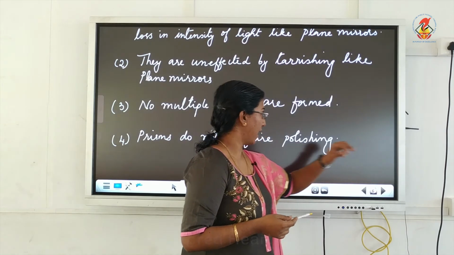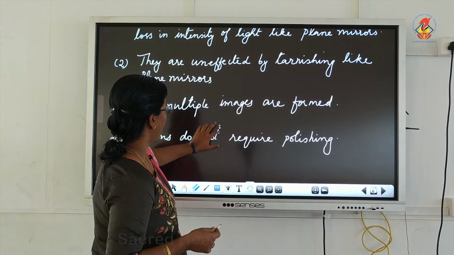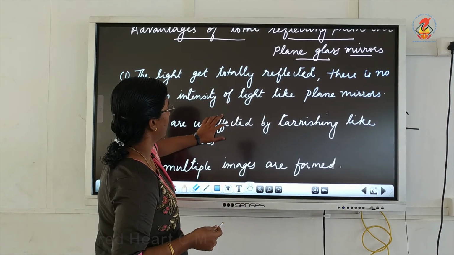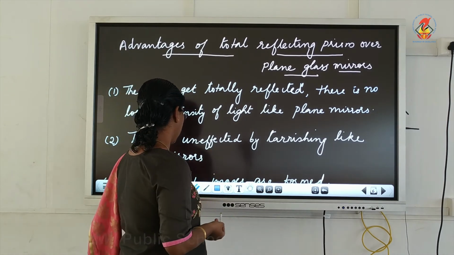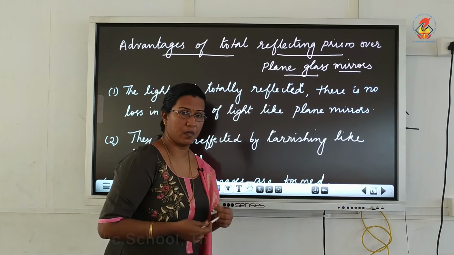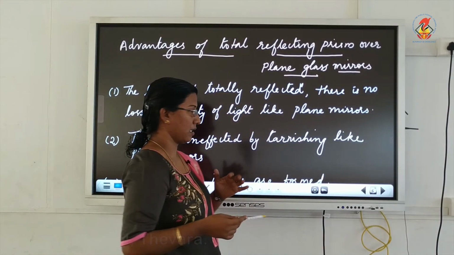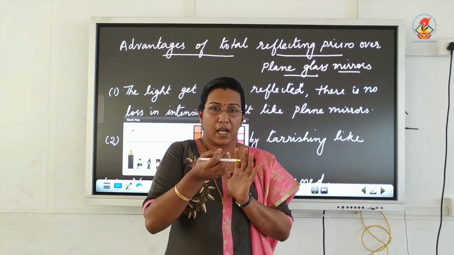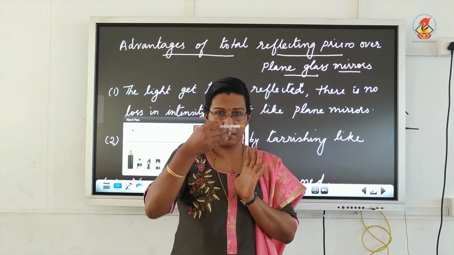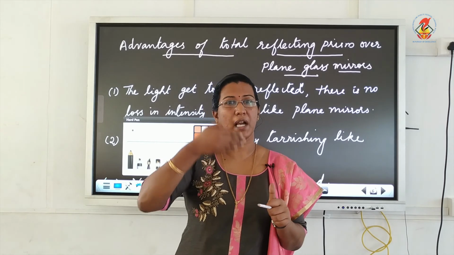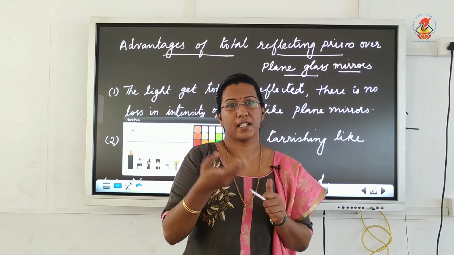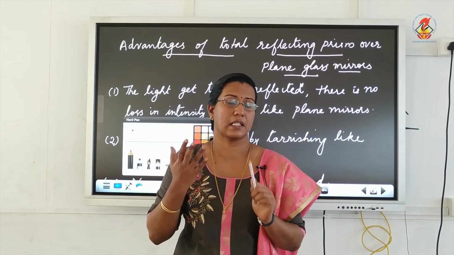Now what is the advantage of a total reflecting prism over mirrors? Because you can use mirrors also, plain glass mirrors, to reflect the light ray. You know how a mirror works, isn't it? When the ray of light gets incident on the mirror surface, it gets refracted, enters the glass, passes through the glass, touches the silver surface behind the glass, then gets reflected and comes out, and the ray enters our eye.